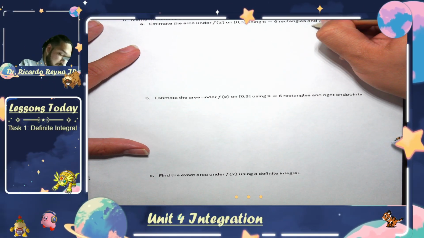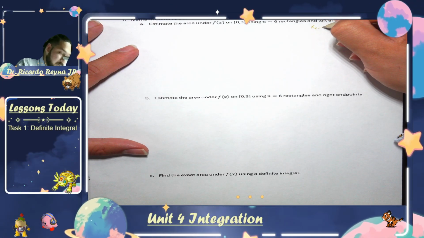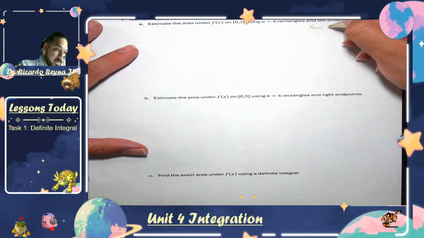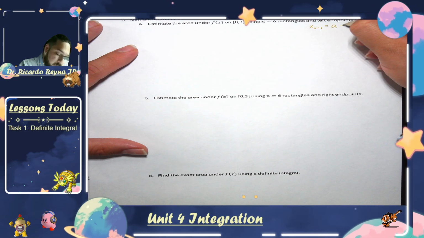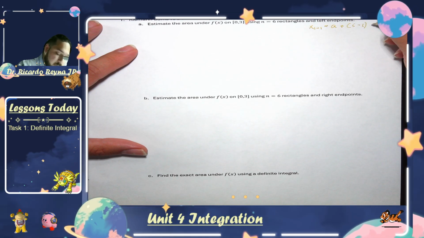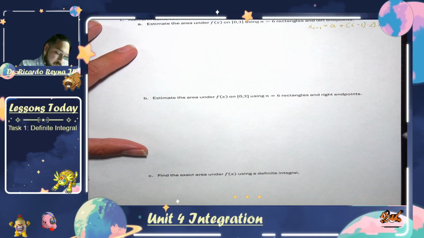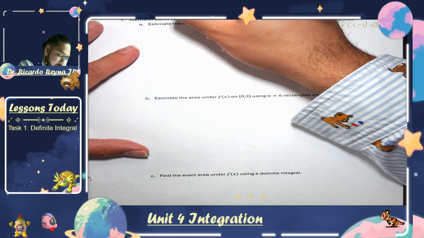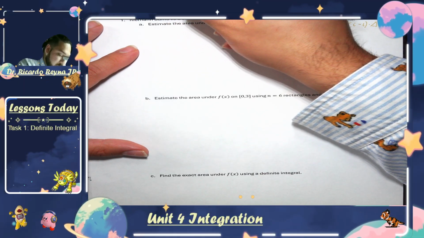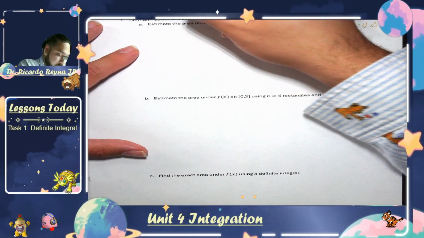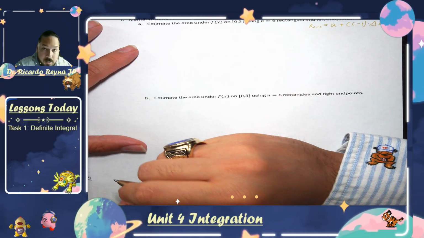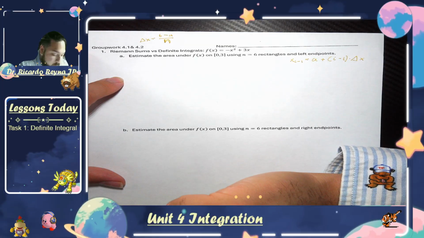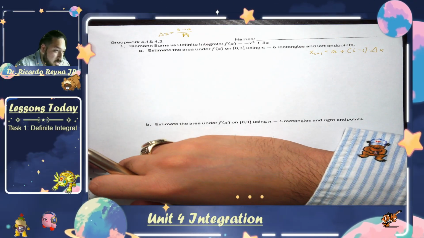So recall for the left endpoint notation, x subscript i minus 1 is equal to a plus i minus 1 times that change of x. And that change of x, that x width, whatever you want to call it, will be defined as your ending point minus your starting point over however many triangles you want. Okay, I did not write that. Yeah, okay. All right, so let's go ahead and start off.